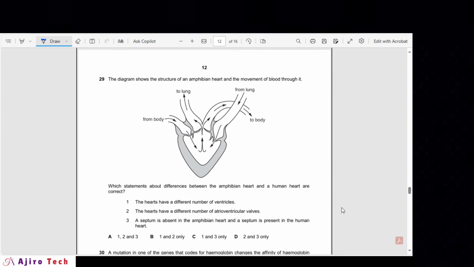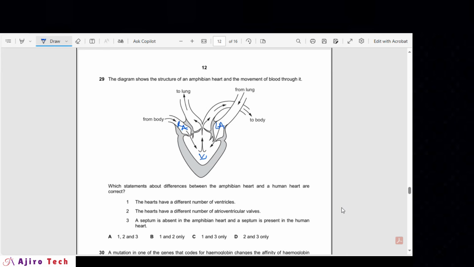The diagram shows the structure of an amphibian heart and the movement of blood through it. As you can see, in the amphibian heart compared with the mammalian heart you have in your coursework, this is the ventricle and there are actually atria: the right atrium and left atrium. Then one ventricle. Obviously, as you can see here, there is no septum separating. We're seeing valves but no septum.